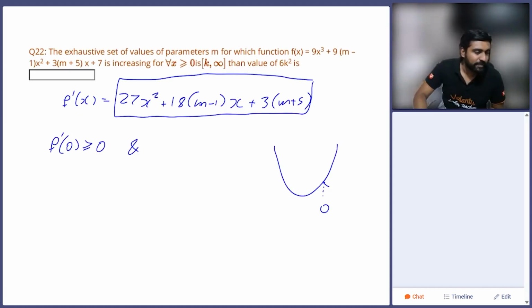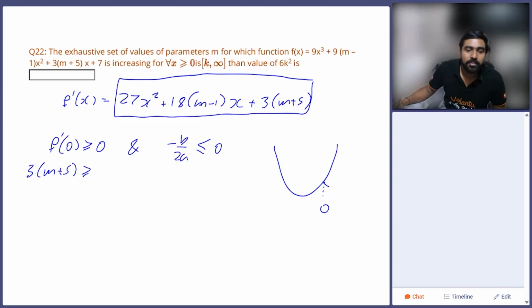So what do we have over here? The second condition is that the value of minus b by 2a has to be less than or equal to 0. These are the two conditions. F of 0 I will substitute. I'll get 3m plus 5 is greater than or equal to 0. That is, your m should be greater than or equal to minus 5.